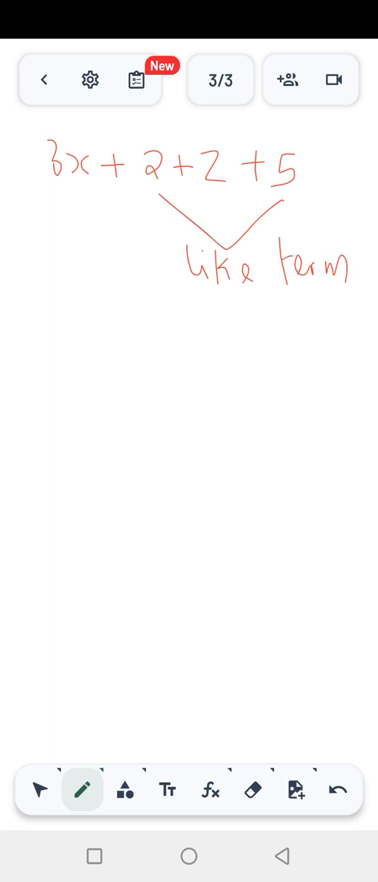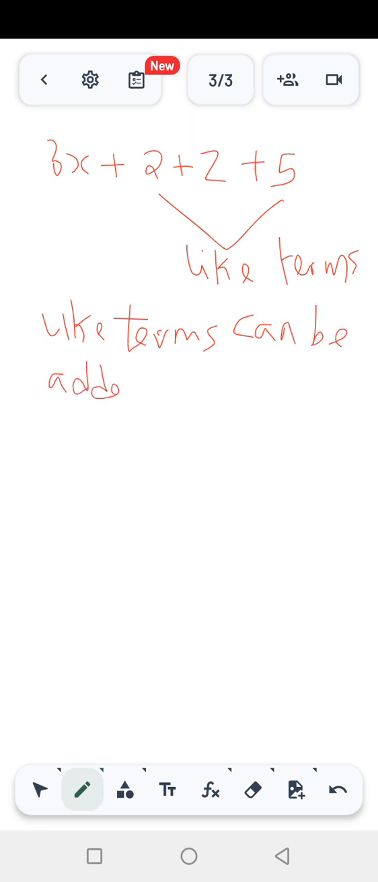Terms in algebra can be added up. Like terms can be added up, unlike terms cannot be added up. Let me write here: like terms can be added or subtracted. So you can add or subtract the like terms.